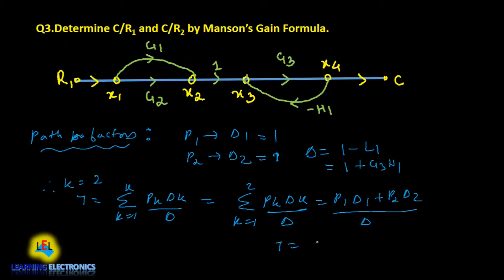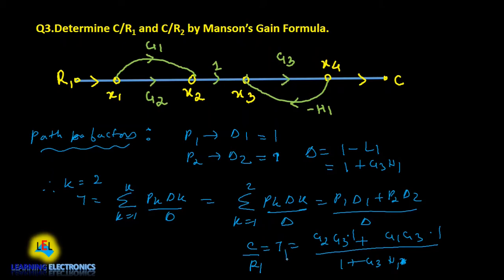So the transfer function will be equal to P1, which was G2 G3, times del 1, which was 1, plus the second path gain G1 G3 times del 2, which was 1, divided by del, which is equal to 1 plus G3 H1. So this is the transfer function with respect to signal R1, that is C by R1. Let the transfer function be taken as T1.